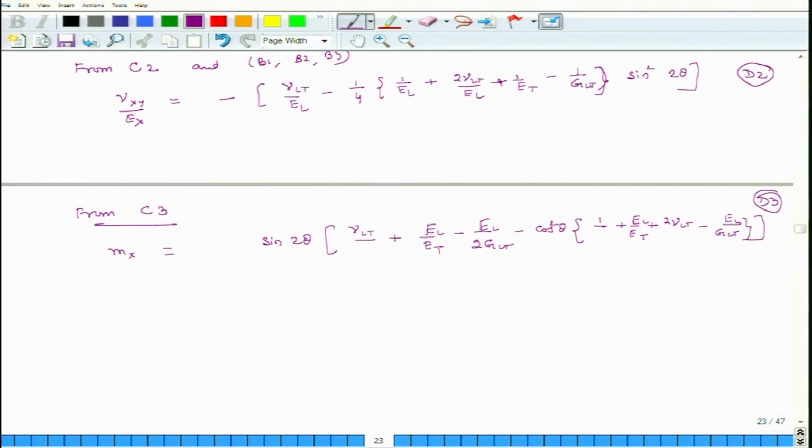We can do similar things, and we will continue this discussion tomorrow. What we will show is that using a similar approach we can also develop relationships for Ey, my and nu yx, and then finally we will develop an expression for the shear modulus, Gxy.